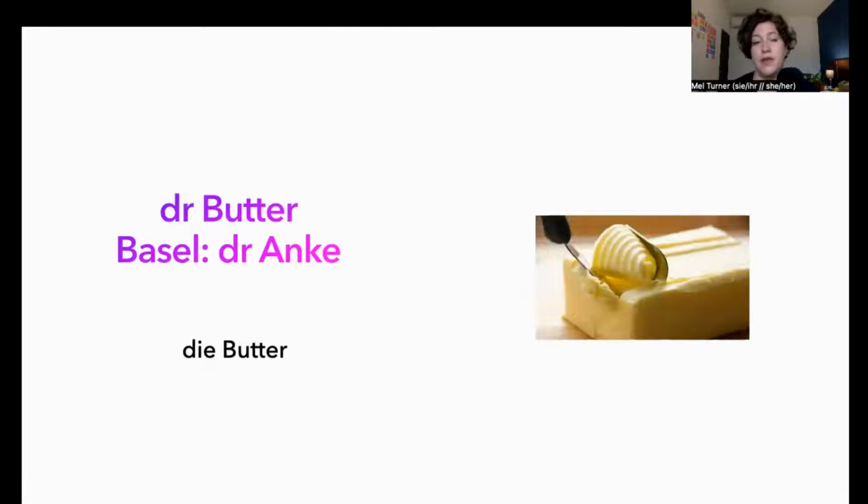Then we have the butter. The butter. And in Basel, we call this an Anke. In a different video, I've talked about which regions in Switzerland call this an Anke and which regions call it the butter. That's one of the words that splits Switzerland, depending on where you live.